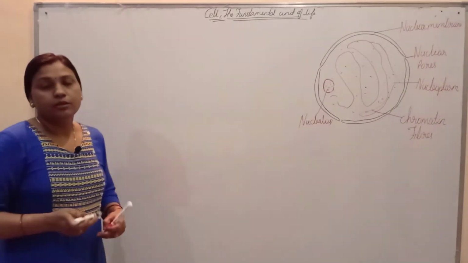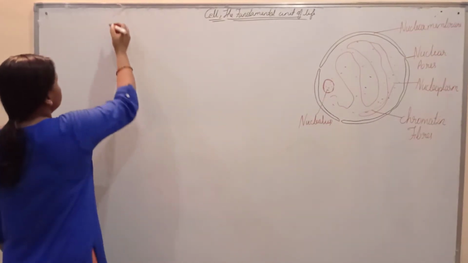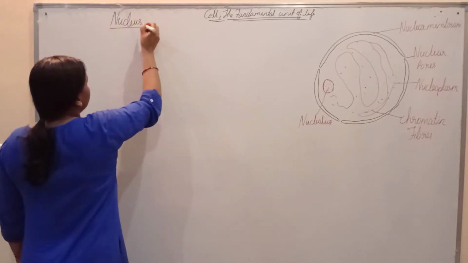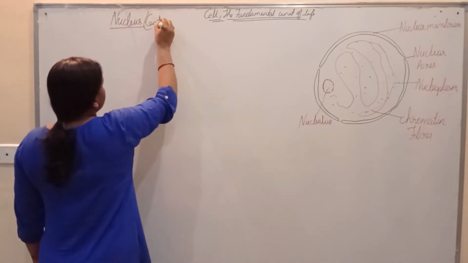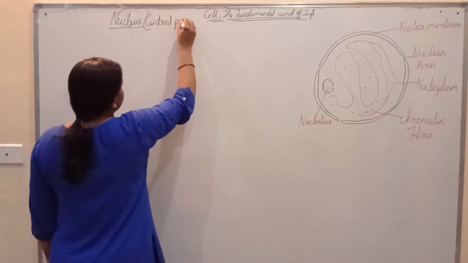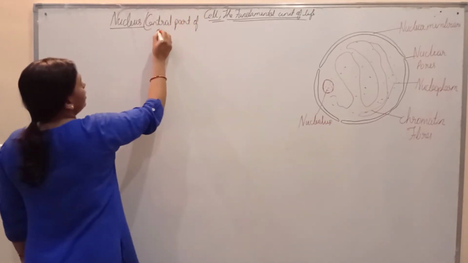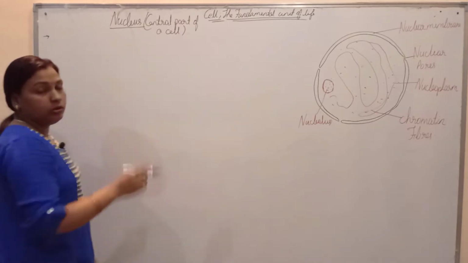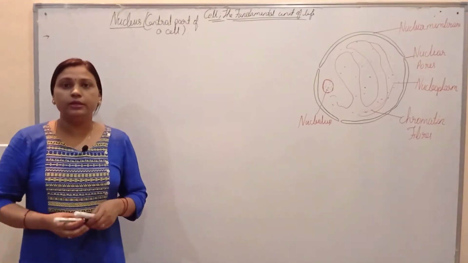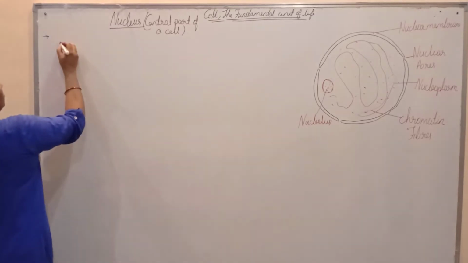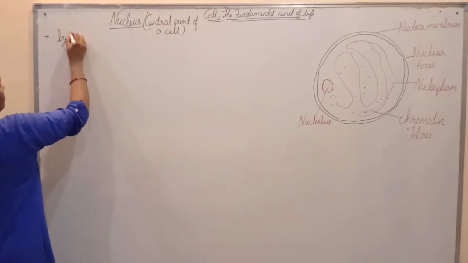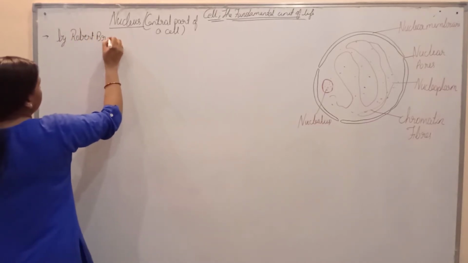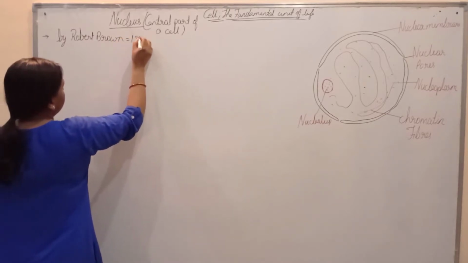So today we have to read about the nucleus, that is the central part of the cell. The nucleus was first discovered by Robert Brown in the year 1831.